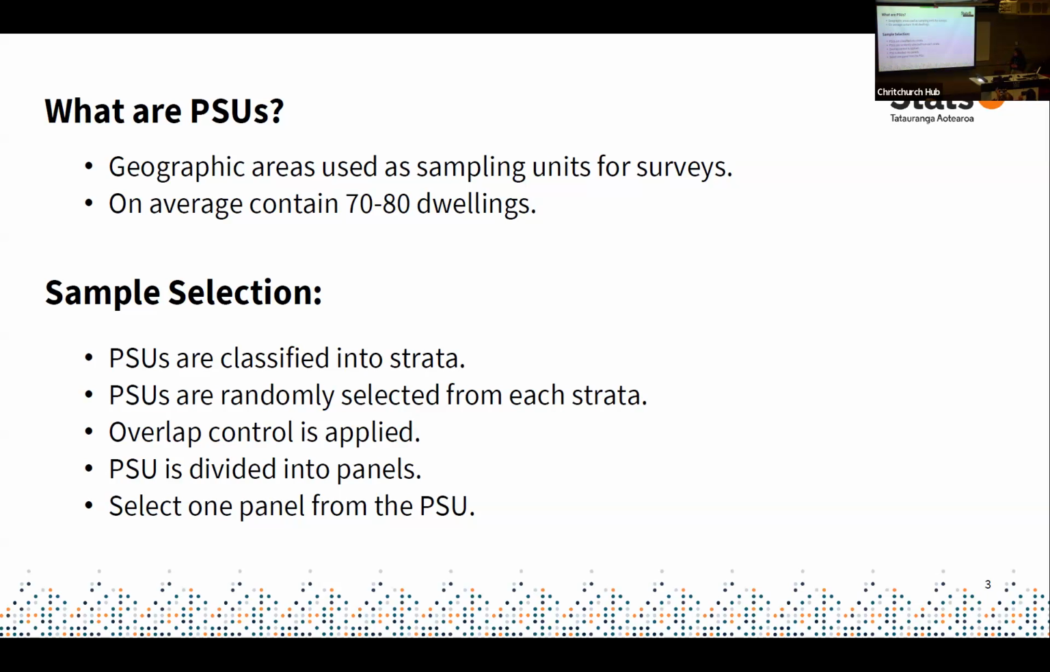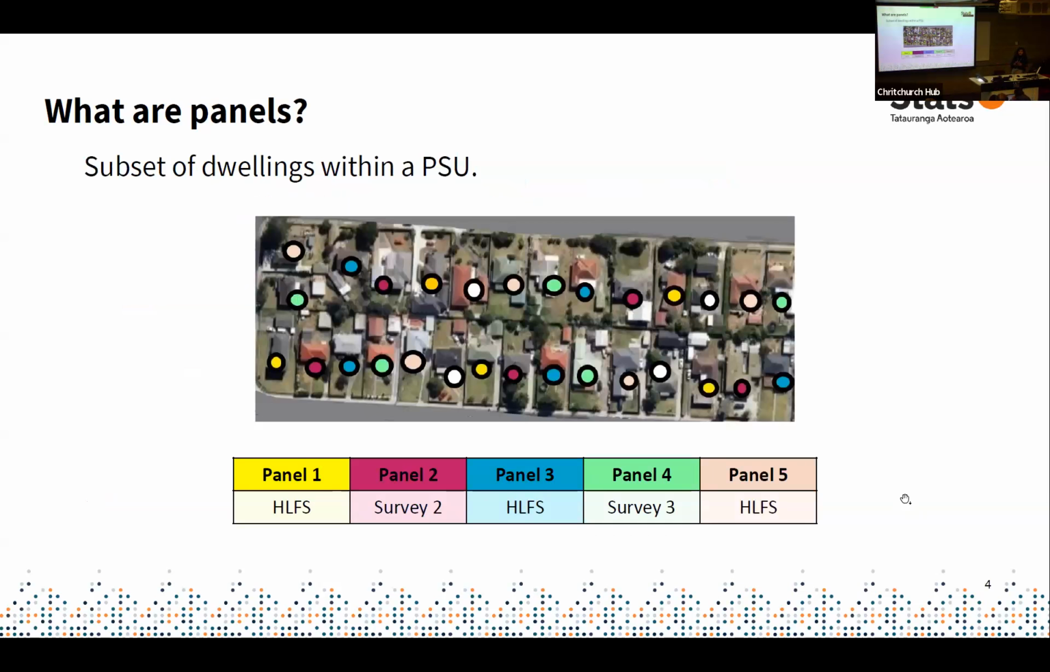Once we have selected the PSU, we divide them into panels and select one of the panels. Panels are basically subgroups of the PSU of equal sizes, formed in a systematic fashion, like 1 to 3, 1 to 3, and so on. If you look at the picture here, I have used a color code: yellow, pink, blue, green, peach, and white, and it continues like this. All the yellow ones are panel 1, the pink ones are panel 2, and so on.